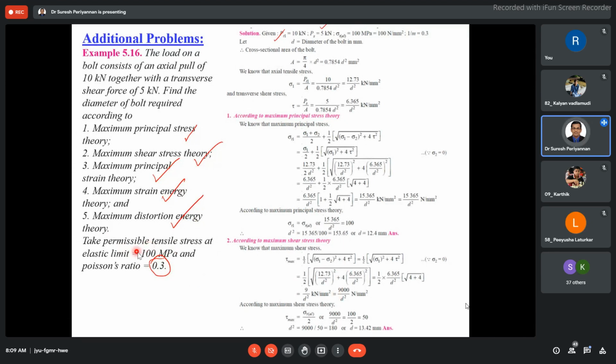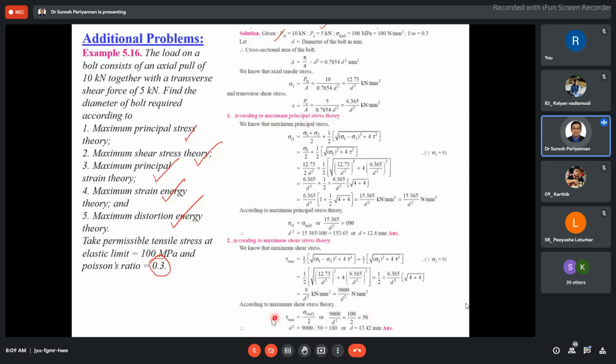So here the permissible tensile stress is directly given. If it is not given, it might be given as SYT, the yield strength, or else we can take it from the data book and divide it by the factor of safety. Here the factor of safety is already divided, hence this is 100 megapascal. We directly take the permissible tensile stress into 0.5, as per the shear stress theory concept.